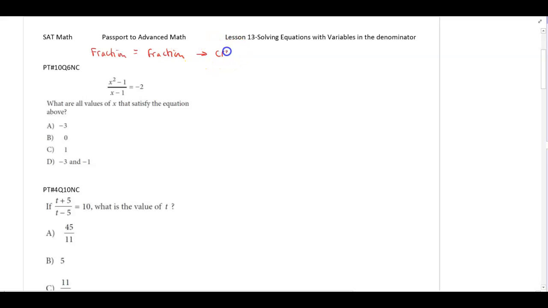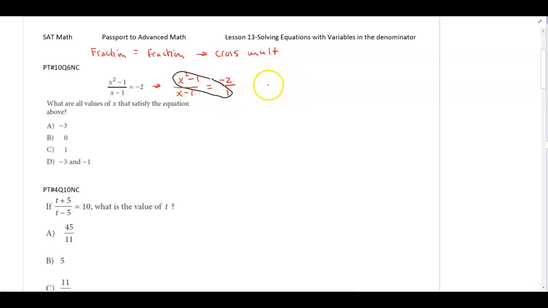basically just cross multiply. So when I look at this first equation, I'm going to look at that as being x squared minus 1 over x minus 1 equals negative 2 over 1. I can turn any whole number into a fraction by putting it over 1. Then all I'm going to do is cross multiply.